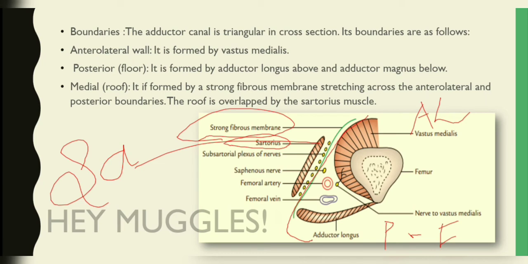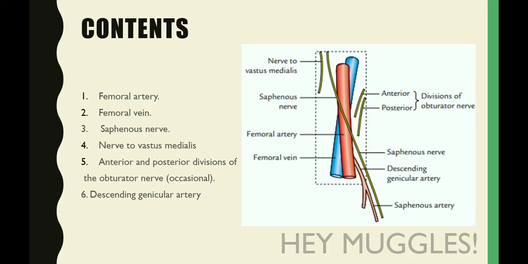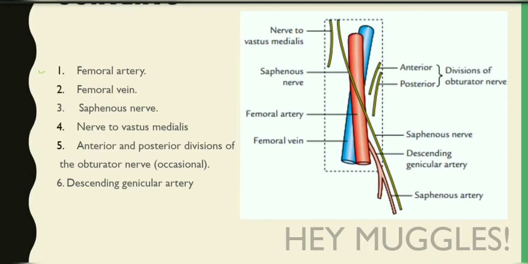Let's move further and see the contents of adductor canal. So we have femoral artery. Femoral artery supplies your anterior compartment of the thigh. It is a continuation of your external iliac artery. When the external iliac artery crosses the inguinal ligament, it becomes femoral artery and it supplies the anterior compartment of your thigh.